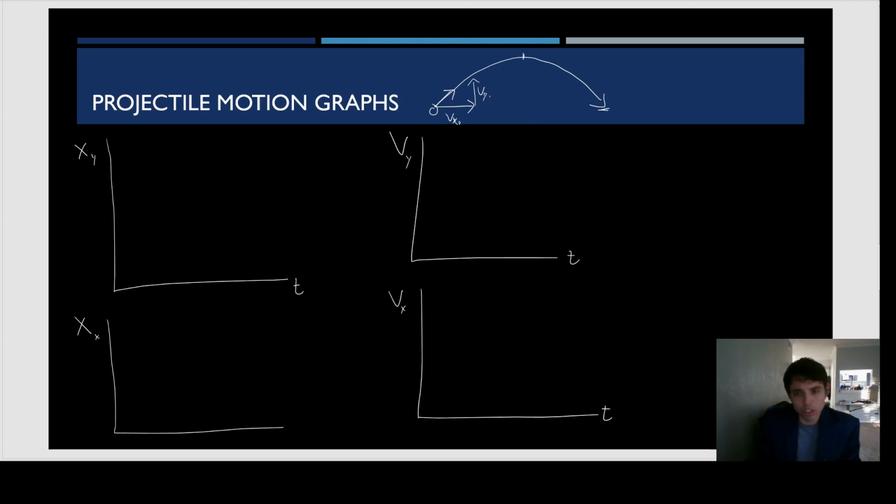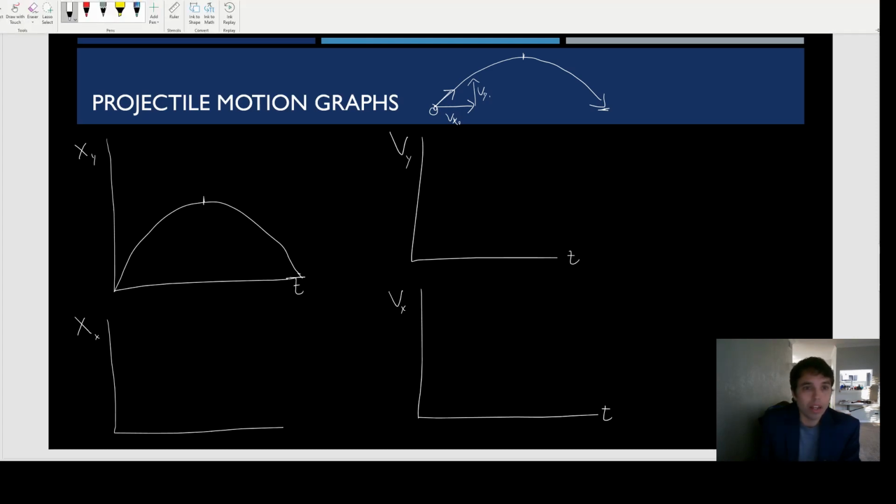Interestingly enough, its vertical position looks almost exactly like the drawing of the object's motion through the air. It literally goes up like this and then back down to the ground, because it launches from the same vertical position that it lands at: the ground. It goes up in the air, gets to its highest point right here, and then comes back down. So the graph of its vertical position versus time looks exactly the same as the drawing.